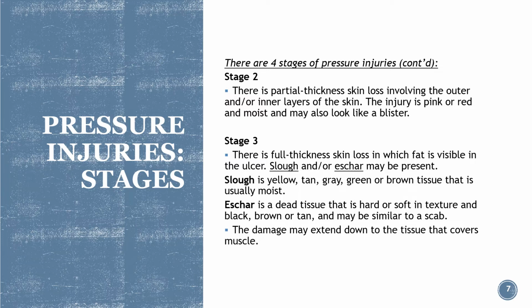Slough or eschar may be present. Slough is yellow, tan, gray, green or brown tissue that is usually moist. Eschar is a dead tissue that is hard or soft in texture and black, brown or tan, and may be similar to a scab. The damage may extend down to the tissue that covers muscle.